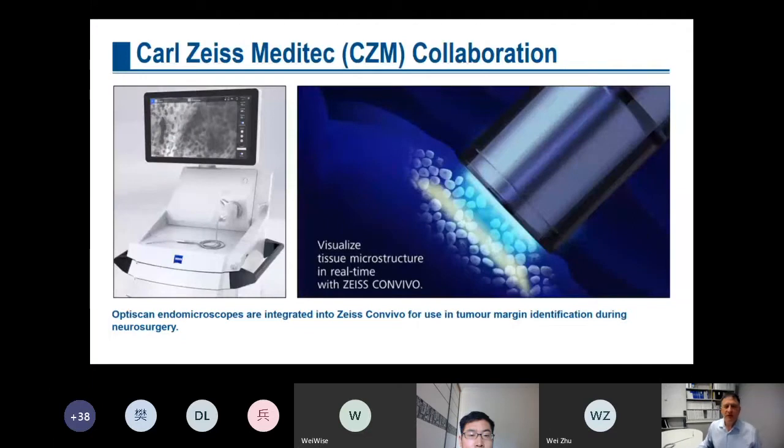This is the Convivo, which Optiscan and Carl Zeiss have been jointly developing together for neurosurgical applications, specifically looking at brain tumour resections. Optiscan manufactures and supplies the endomicroscopy components to Zeiss, and the imaging technology inside the Convivo is the same as all of the other endomicroscopes that Optiscan manufactures.